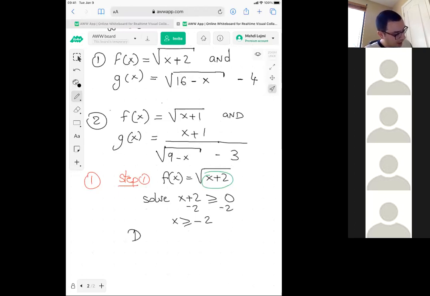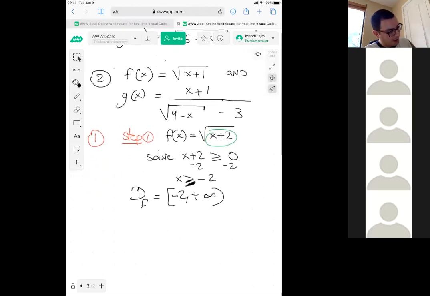So domain of f, if you draw your number line, x has to be on the right side of negative 2. x can be equal to negative 2, so we include the negative 2 because it can be equal to negative 2, and then it goes all the way to positive infinity. Okay, so the first step. Second step, step number 2, we have to solve.